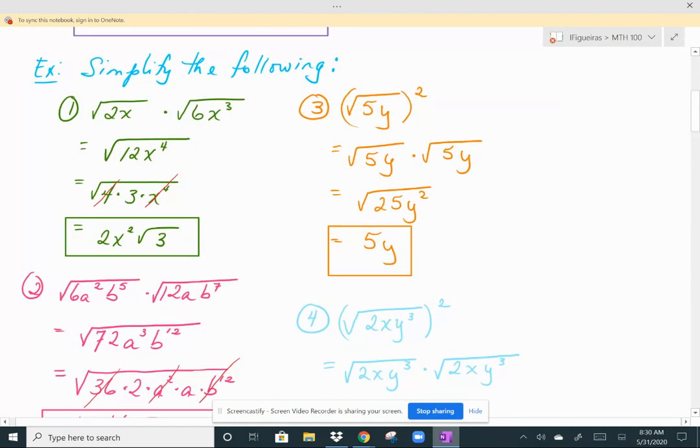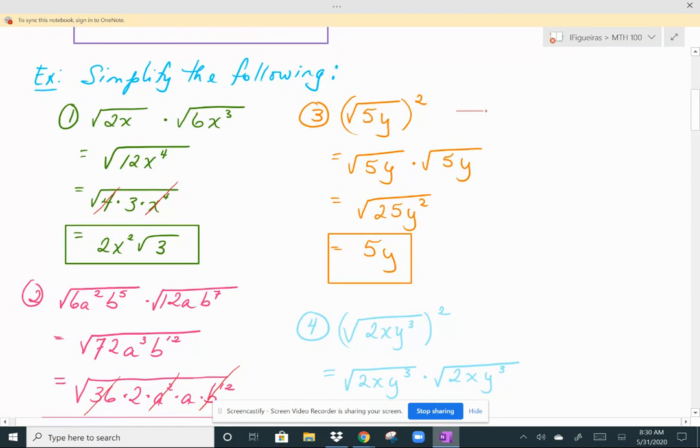All right, let's go on to number 3. So I have the square root of 5y raised to the second power. That means that you're multiplying the square root of 5y twice. And so you get the square root of 25y squared, which is a perfect square. The whole thing becomes just 5y, and there's nothing left inside of the radical.